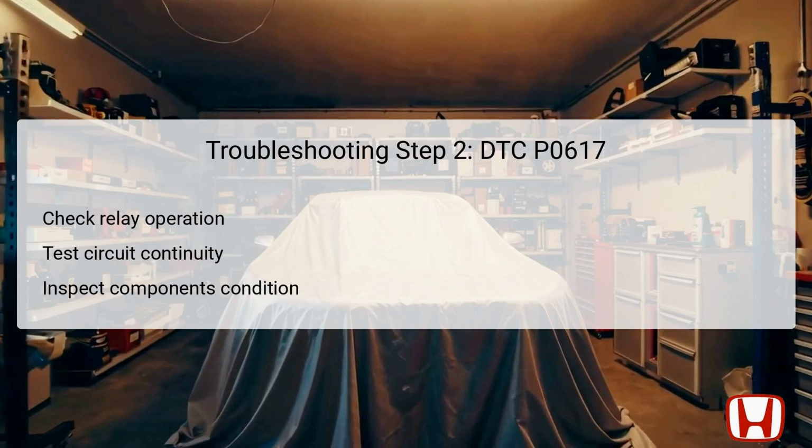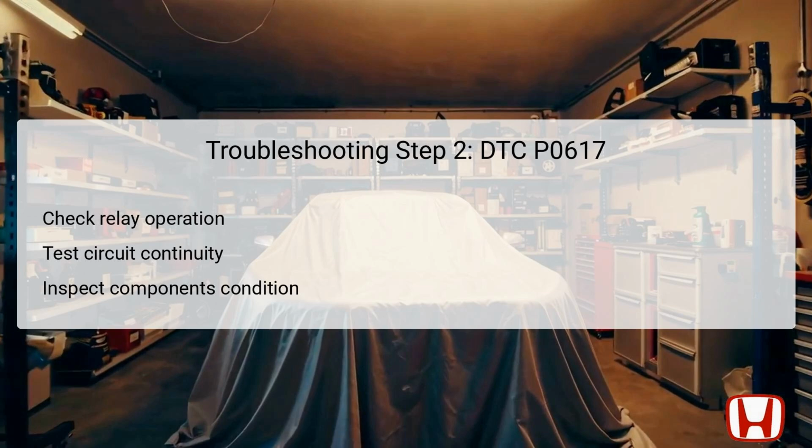The next step involves checking the operation of both starter cut relays. This can be accomplished by applying direct power to ensure that the relays actuate properly and allow current to flow as they should. If a relay does not activate, it may be defective. Additionally, it is important to test circuit continuity throughout the entire length of the starter cut relay wiring to ensure there are no breaks or bad connections.